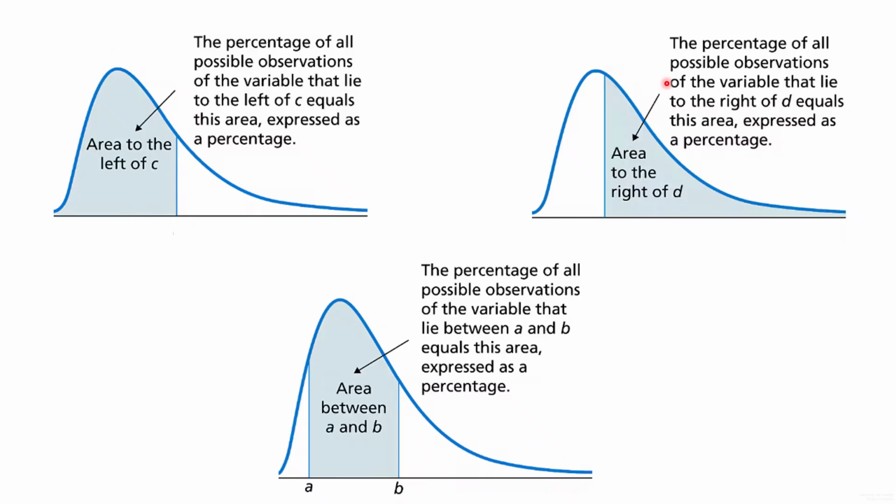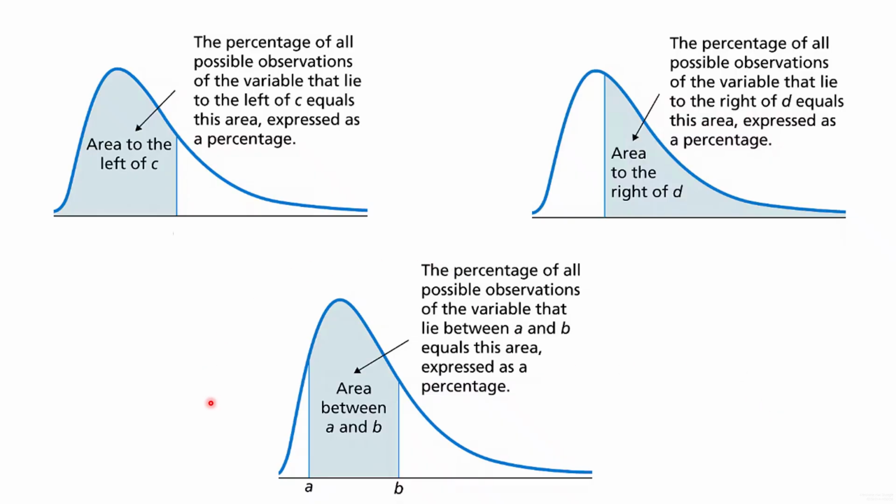And then we'll call this one B. The specified range is to the right of a number. So you can see right here, the area to the right is D, and the percentage of all possible observations of the variable that lie to the right of D equals this area expressed as a percentage.